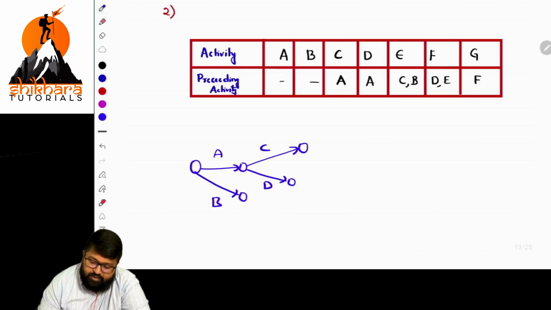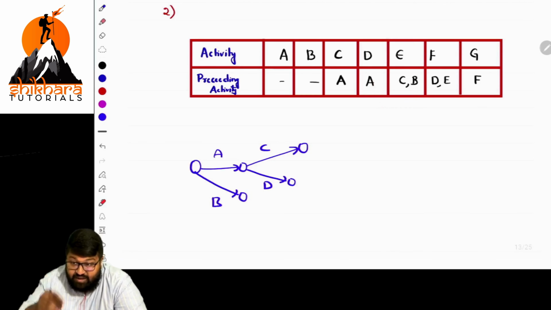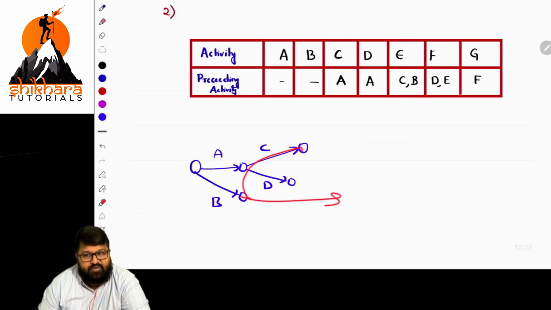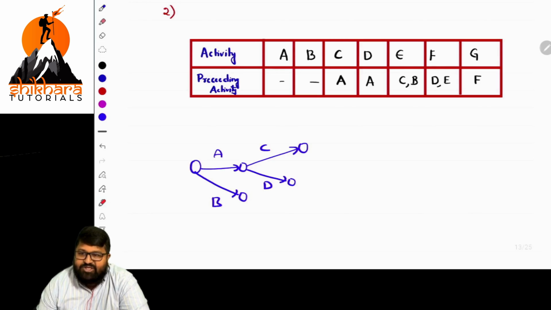Clear? What about the next one? In the next case, E starts where C and B end. Sir, should I join like this in a short line? It is not appropriate. The line should be straight and there should not be intersecting lines.